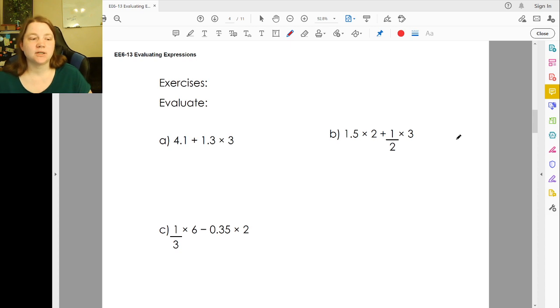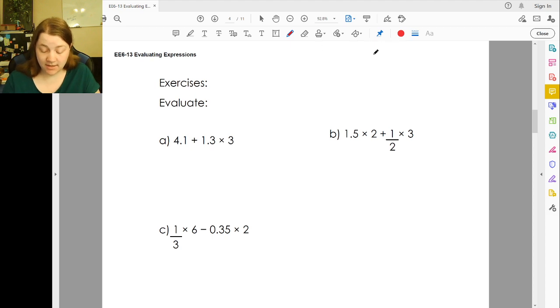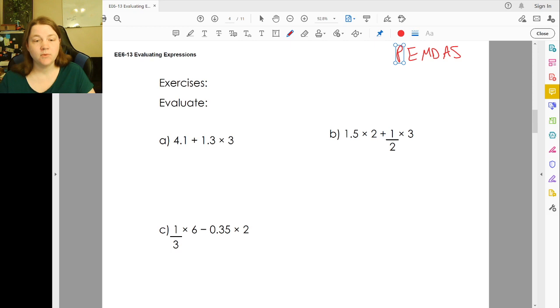So let's go ahead and look at some of these problems. We have here 4 1/10 plus 1 3/10 times 3. Well, remember that PEMDAS says do parentheses first. I don't see any parentheses. Then it says do exponents. I don't see any exponents. Then it says to do multiplication or division next. I do see multiplication, so I'm going to multiply 1 3/10 times 3.